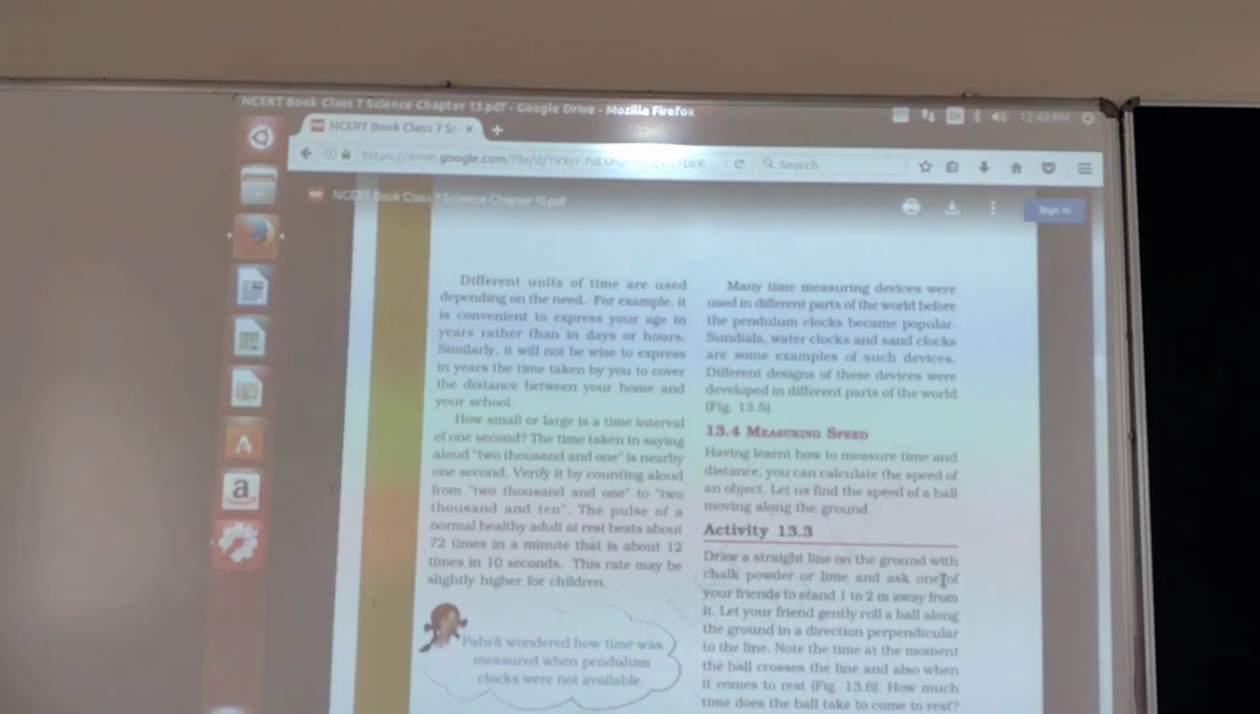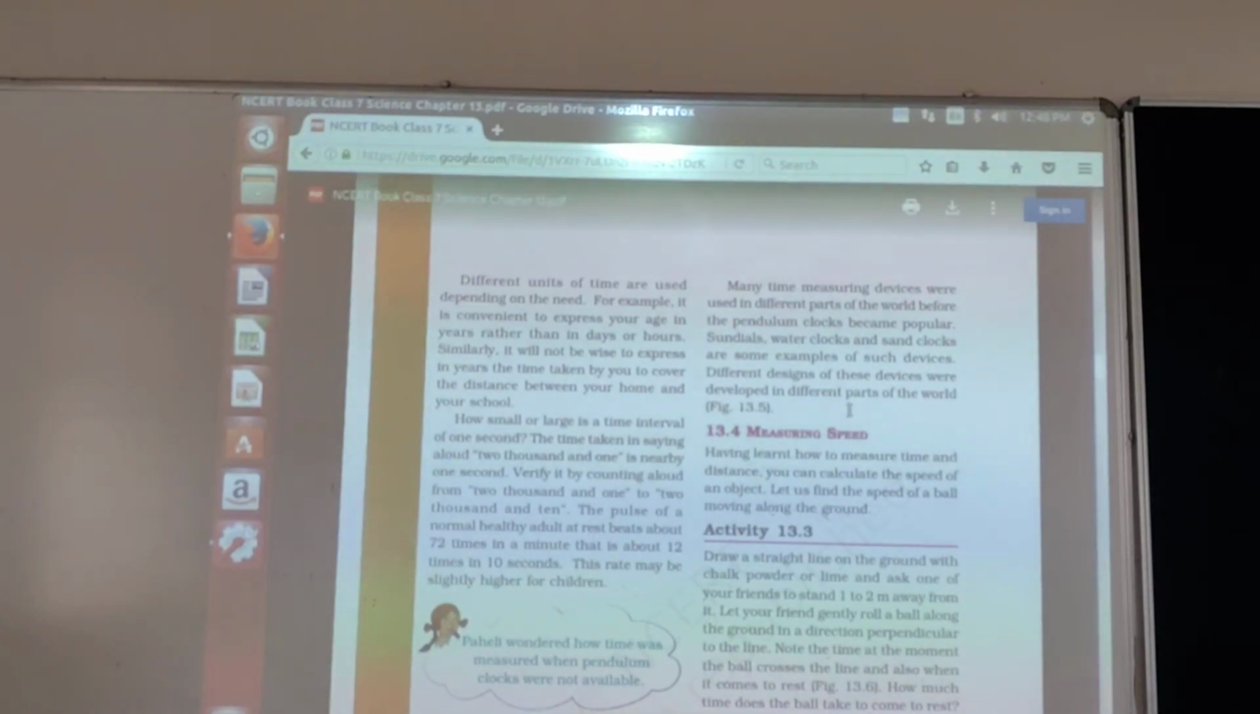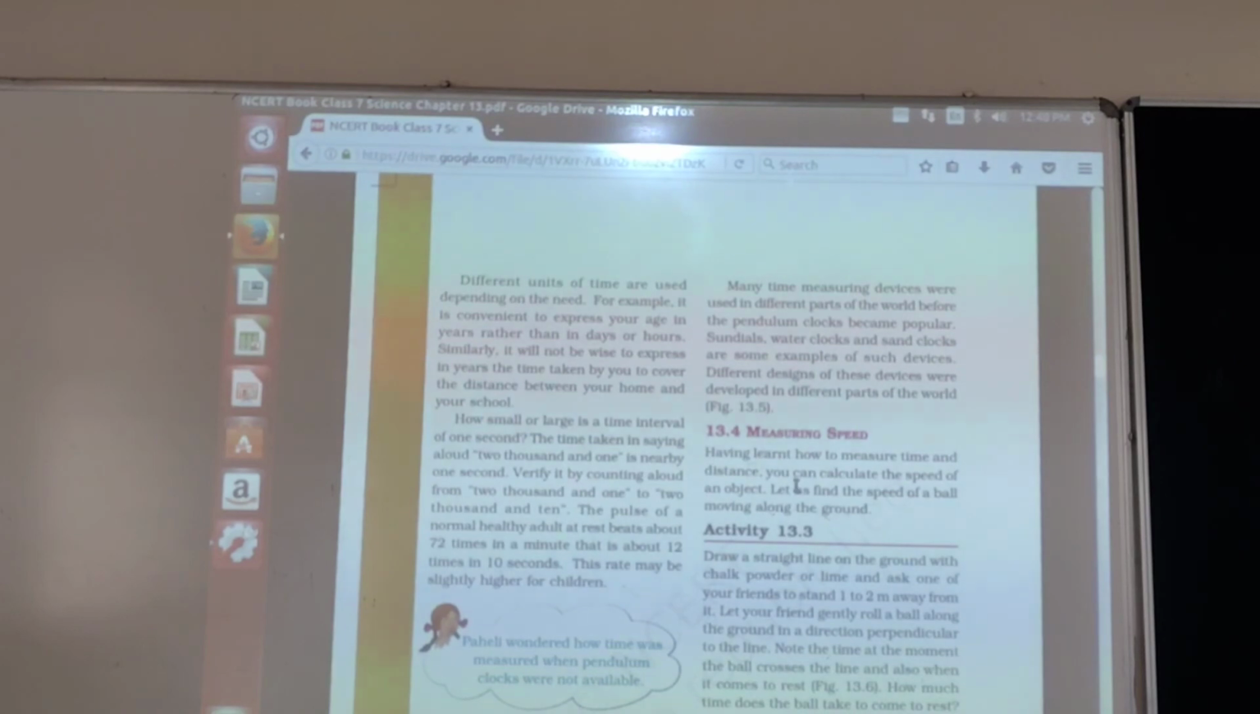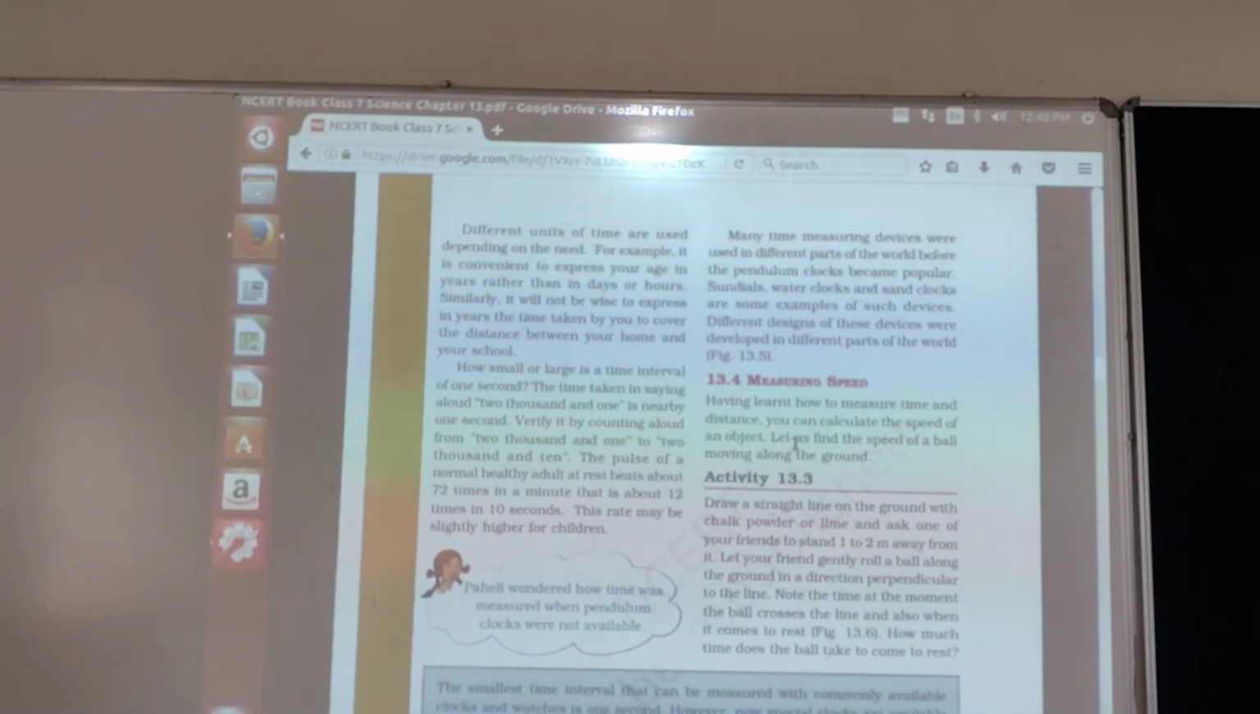Now again moving to the next. Here also one very important point is there: measuring speed. Having learned how to measure time and distance, you can calculate the speed of an object. If you know the time and distance, you can calculate the speed of the object. Why? Because the formula of speed is distance covered upon time taken. So if you know distance and time, you can easily calculate the speed.